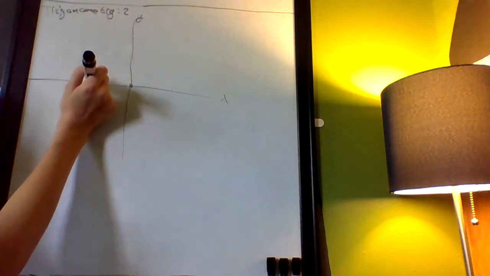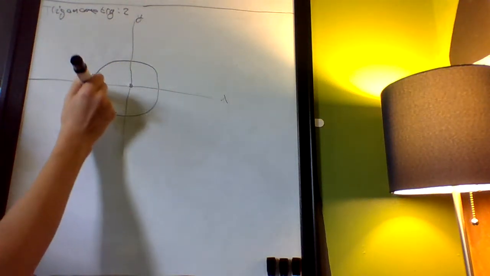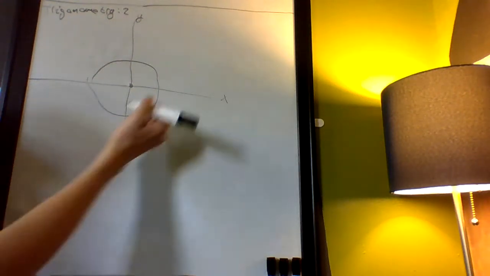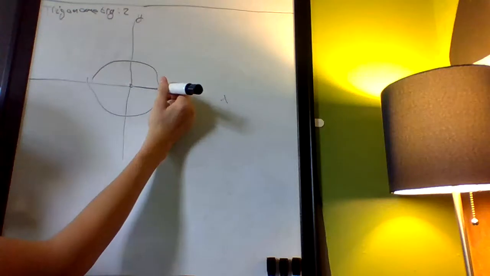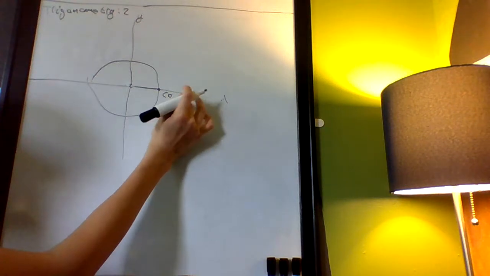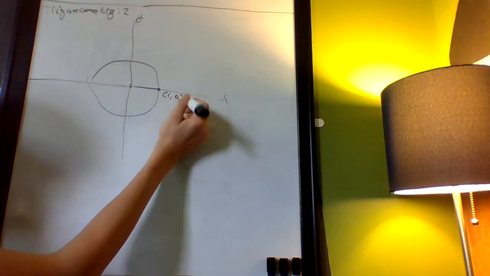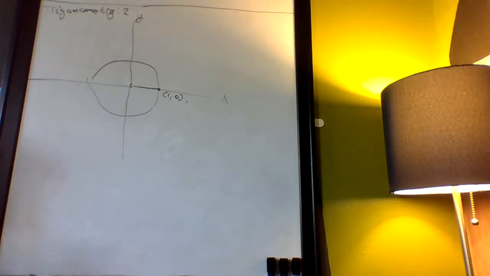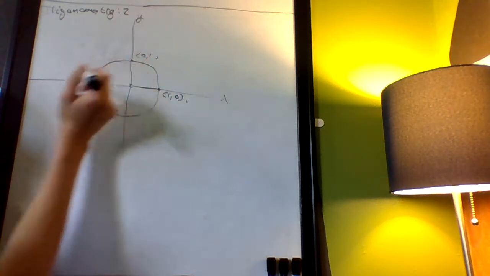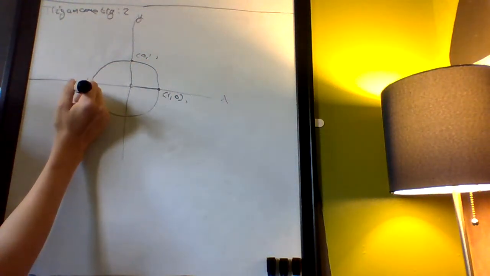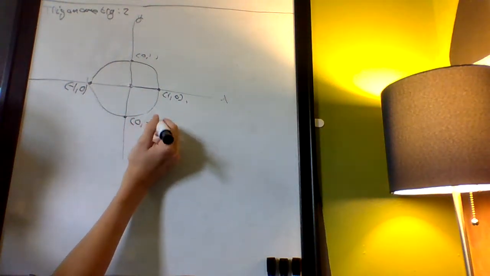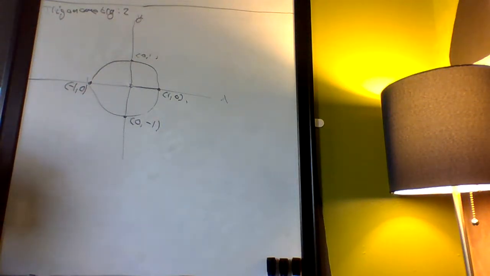Let's create a circle around that origin. It's not the best circle, but it has a radius of 1, meaning this point right here is going to be 1, 0. This point up here would be 0, 1. This point down here would be -1, 0. This point right here would then be 0, -1. Okay? Got that?